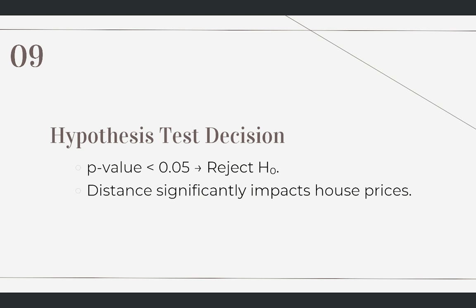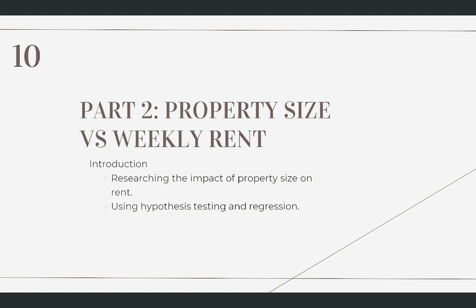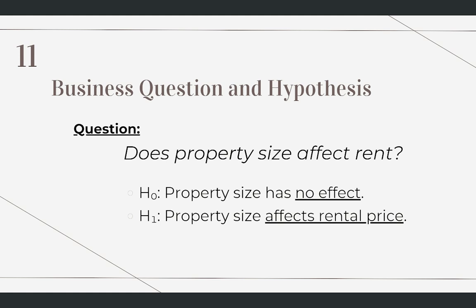So right now we are coming to the second part. It's just another example. Part 2 looks at whether land size affects weekly rent. Again, we'll use regression and hypothesis testing. So the question is, does property size affect rent? The null hypothesis is property size has no effect, and the alternative hypothesis is property size affects rent.